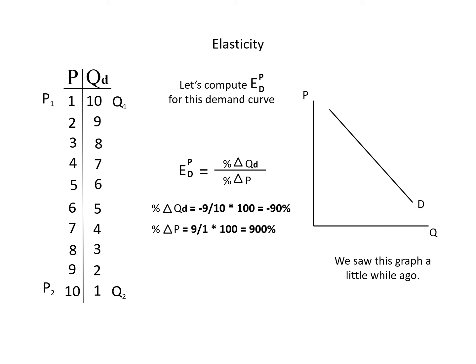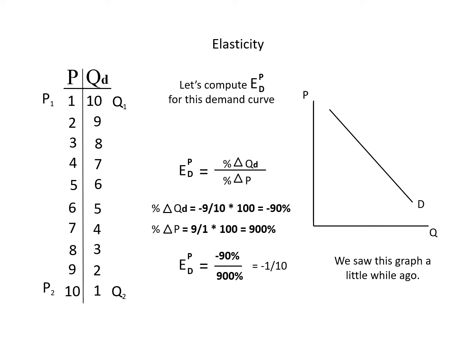Now let's do the same thing for price. When the new price is 10 and the old price is 1, the percentage change in the price would be 9 divided by 1 multiplied by 100, which would equal 900%. Again, pause the video to verify this.